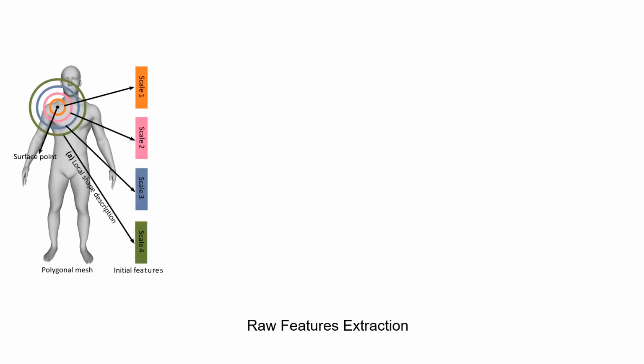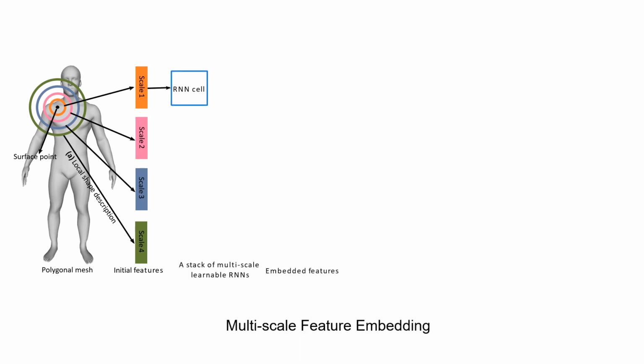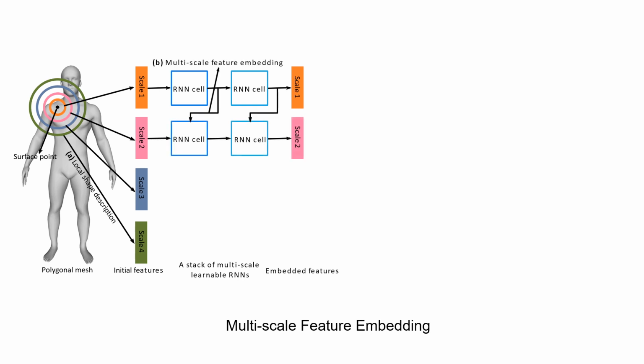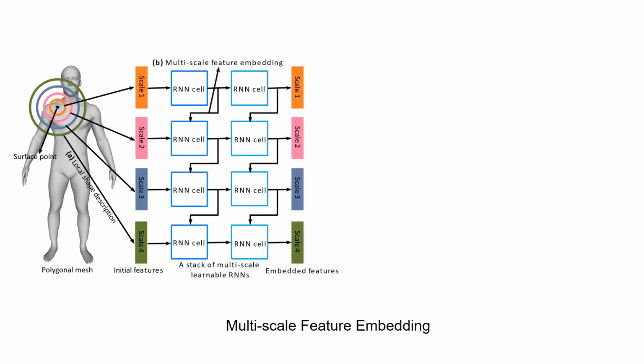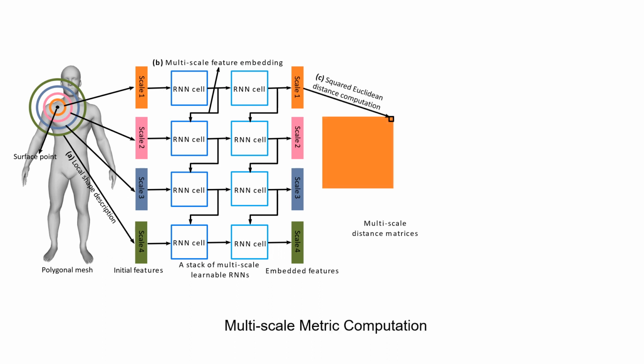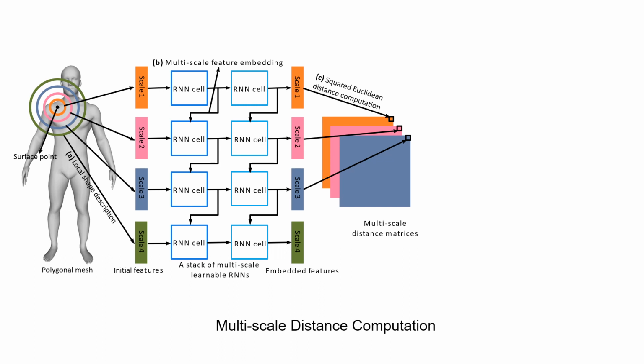For each point on a mesh, we first extract a set of raw multiscale features, which combine local and global shape contexts. We then feed the features into a set of recurrent neural networks, which effectively transform low-level geometric features for the subsequent metric computation. In order to generate a metric for each scale, we compute a matrix of squared Euclidean distances among all points from the RNN's output.